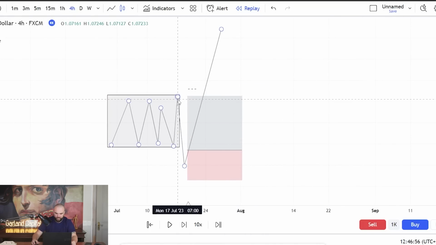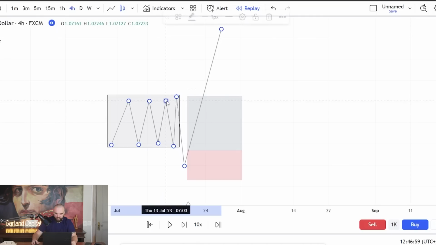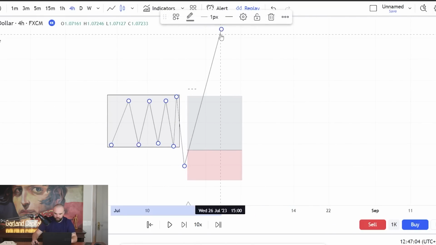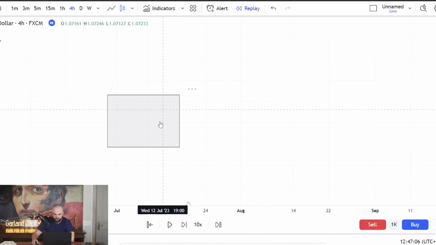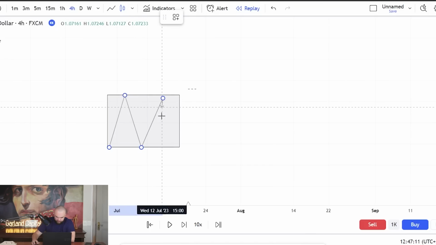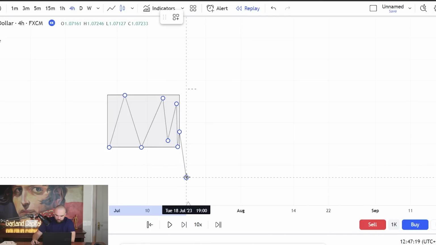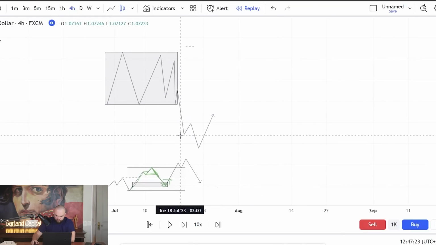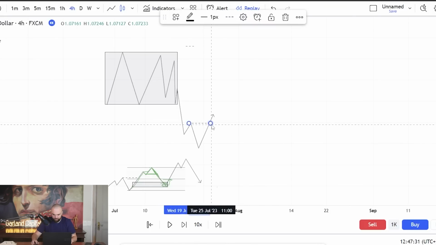So where entries start to become valid is when price has swept the Asia lows or the Asia highs. So what we're looking for, once price sweeps this box, okay? Once price sweeps the liquidity made in Asia, like so, we are looking for a change of character to the upside like so. So price will pull back a little, come down, take the liquidity, then break structure to the upside like so.